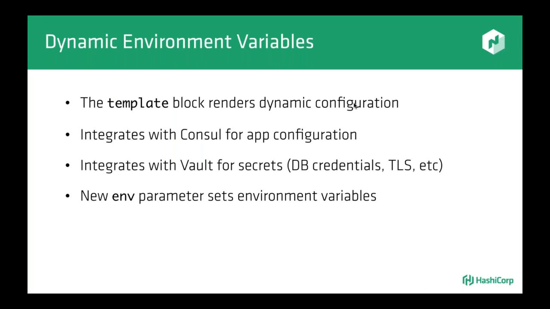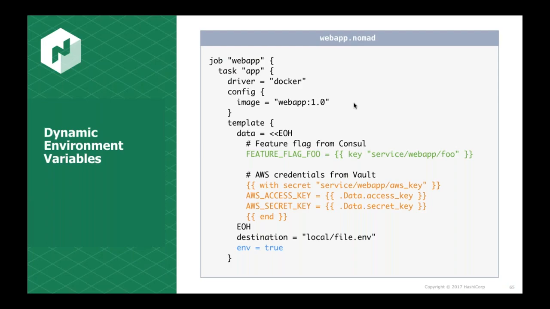The next big feature is the dynamic environment variables. So previously we supported a template block that was able to render a dynamic set of configuration. So it could source keys from Consul as well as services. So you could configure your upstreams or your app's configuration. It integrates with Vault to pull out secrets, so database credentials, TLS certificates, etc. And now with the new environment variable, we can actually populate environment variables instead of just templating config files.